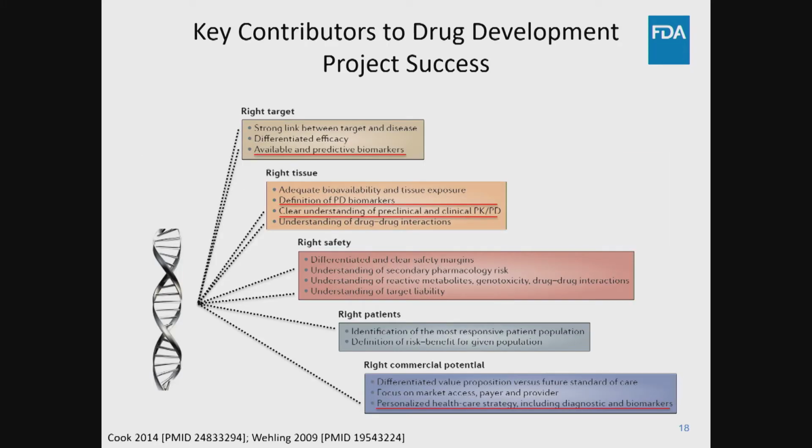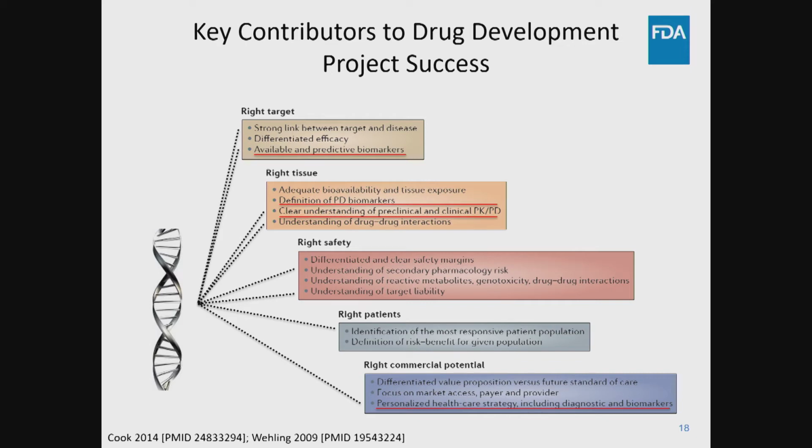This slide shows the outcomes of a study that was conducted a few years ago at AstraZeneca. What they did was they looked over their product portfolio for the previous few years, and they tried to determine what the key contributors to drug development success were. The things that they identified as identifying successful projects, as opposed to projects that did not make it to market or were considered failures, were having the right target, the right tissue, the right safety profile, the right patients identified for the drug, and the right commercial potential.